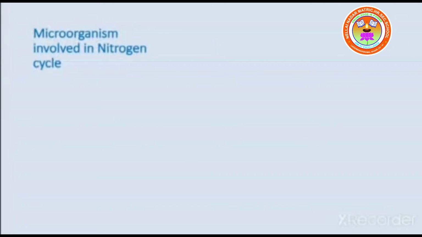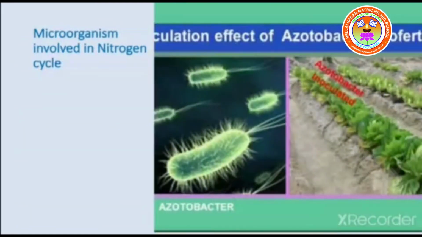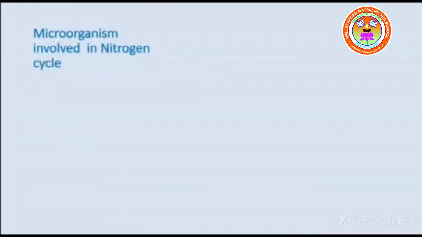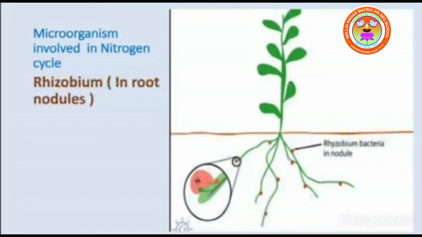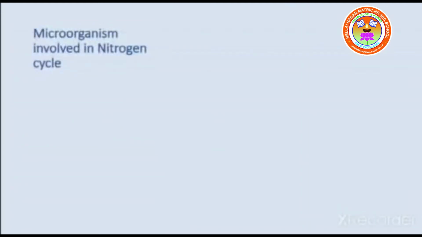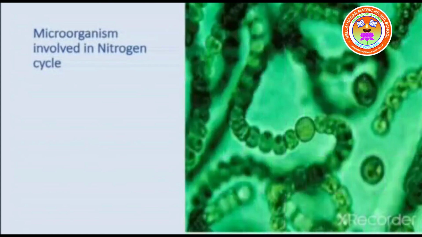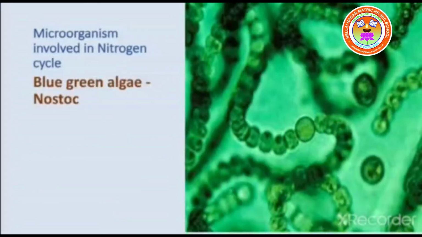Microorganisms involved in the nitrogen cycle: Acetobacter in soil. Rhizobium in root nodules. And the blue-green algae Nostoc.